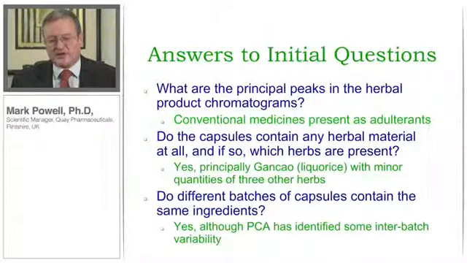So let's go back to our initial questions. We now know that the principal peaks in the herbal product chromatograms are adulterants. They're conventional Western medicines that have been used to adulterate the herbal product capsules. Are there any herbs present? Yes, we know that gan cow is present, and that looks to be the only herbal medicine that's present at appreciable amounts.